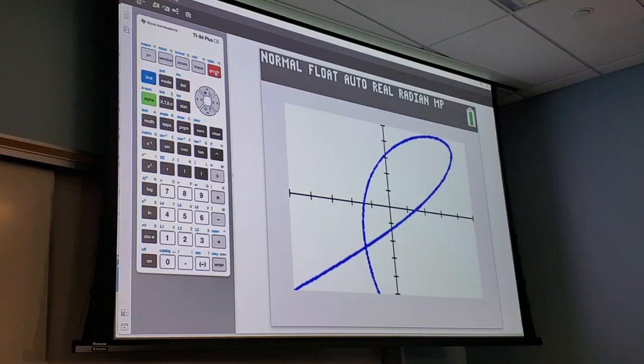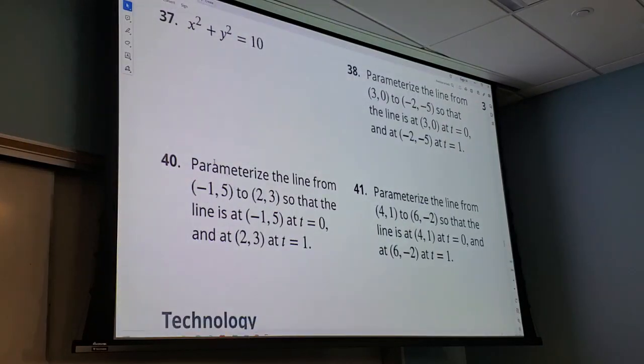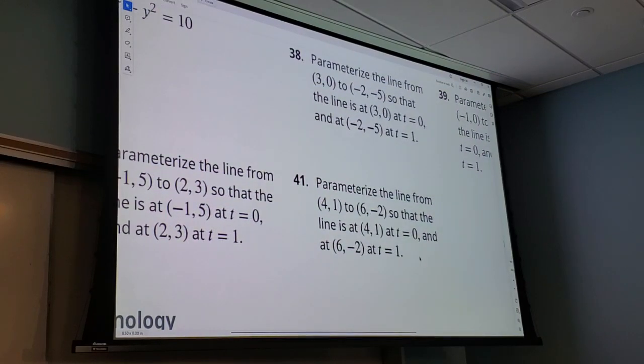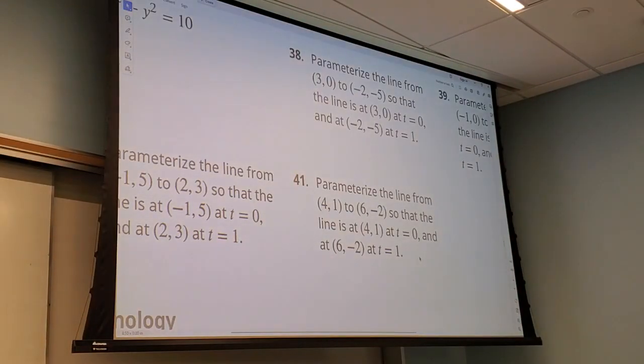So let's go to this question somebody had. The question is about number 40, right? So I'm a teacher. I'm evil. I'm going to do number 41. So you guys can read that. Number 40, I think, is part of the homework.